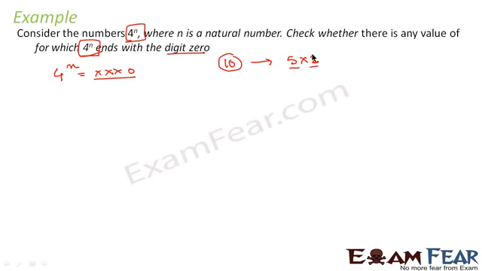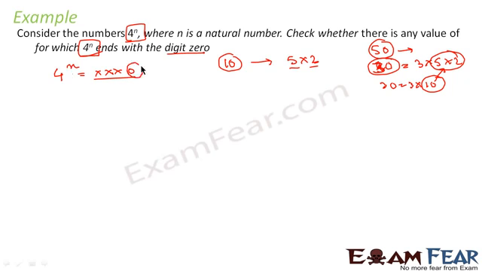Correct? Because, let's suppose I am taking 50. If 50 is a multiple of 10, 50 should have 5 and 2 as factors. Or let's suppose 30 is a multiple of 10, 30 should have 5 and 2 as factors. For example, if I factorize, this becomes 3 into 5 into 2. Why? Because 30 is nothing but 3 into 10, and 10 is nothing but 5 into 2. So if any number ends with 0, that means 10 is a factor of that number. If 10 is a factor of that number, 5 and 2 are also factors of that number.